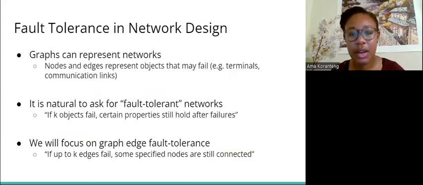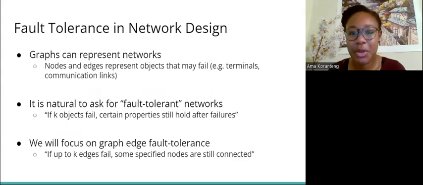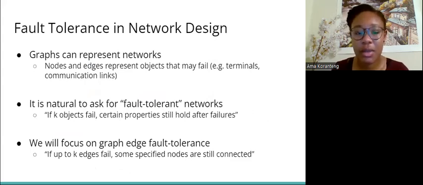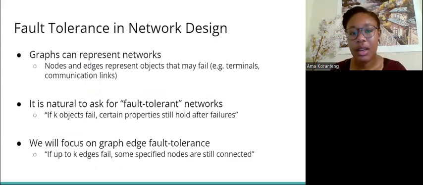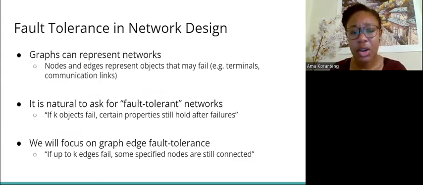All right, so graphs can represent computer networks. In particular, graph vertices and edges can represent terminals and communication links that can fail for any number of real-world reasons. And we may want to build a network that is guaranteed to still function a certain way, or maybe maintain a certain property, even after some bounded number of objects in the network fail. In this talk, we'll focus on edge fault tolerance in graphs.